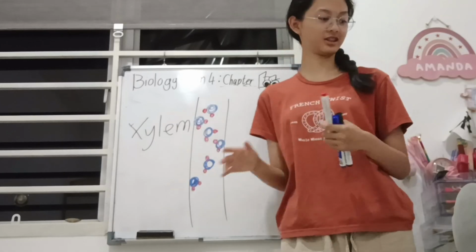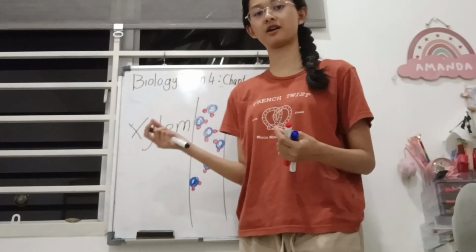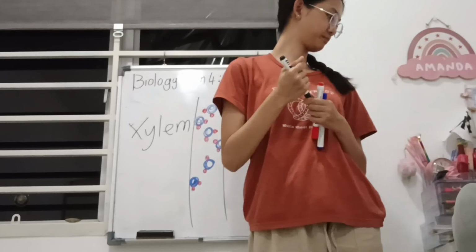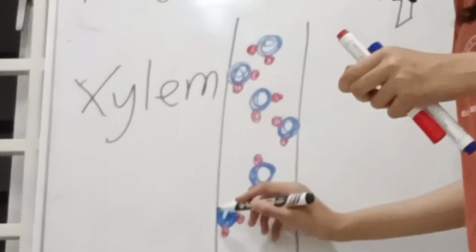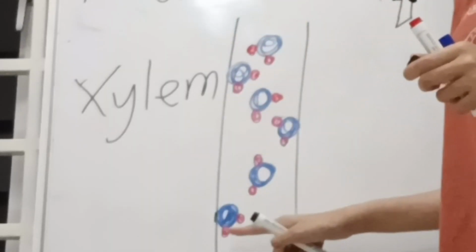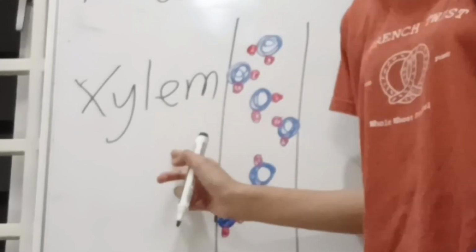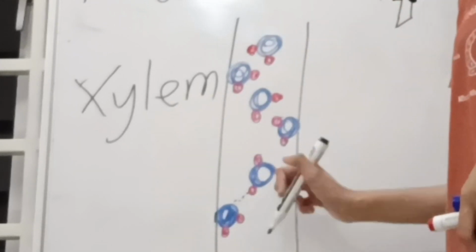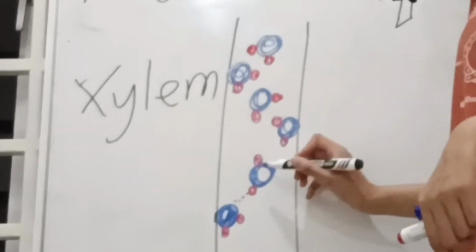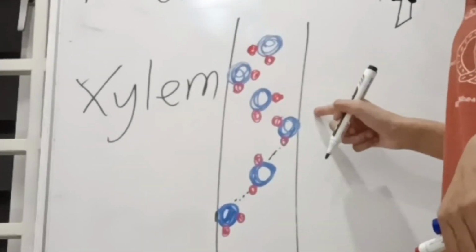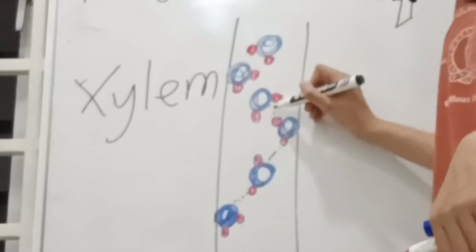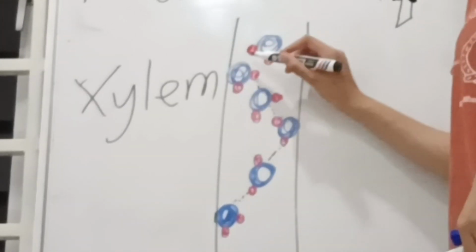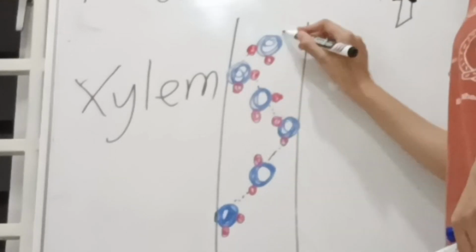Now look at this little Mickey Mouse. We already learned the cohesive and adhesive force, right? This is the adhesive force. So the water molecule will get stuck to the xylem first. Then after that, this water molecule will get pulled by this water molecule through cohesive force. And then cohesive force, adhesive force, cohesive, adhesive, and it just keeps going.